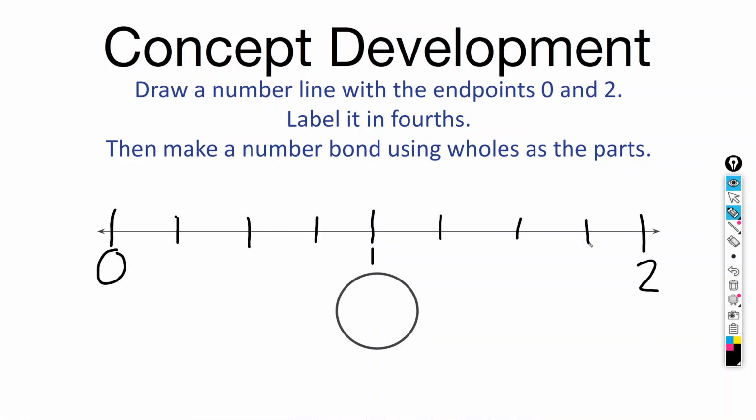3 equally spaced lines ends up giving us 1, 2, 3, 4 pieces in between 1 and 2. So now between 0 and 1, I've broken it into fourths, and between 1 and 2, I've broken it into fourths. The next step says, then make a number bond using wholes as the parts. Oh, we need to label the fourths. I'm sorry, let's go back and label the fourths. Then we're going to do our number bond.